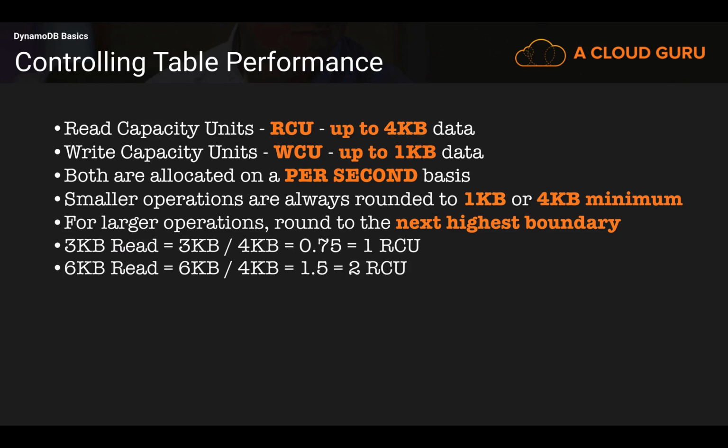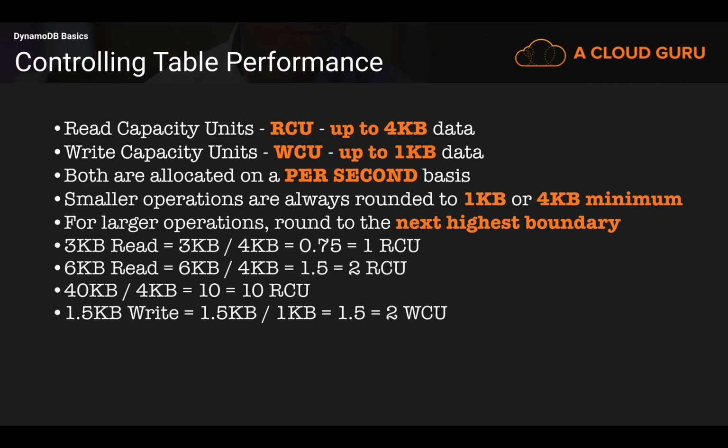Another read example, this time 6 kilobytes. So we divide 6 kilobytes by 4 kilobytes, and we know that needs 1.5 raw units, which we round to the next highest RCU, which is 2. The same logic continues for bigger operations. Let's say we need to read 40 kilobytes of information. So we divide 40 kilobytes by 4 kilobytes, and that gives us 10 units. And 10 units rounded to the next whole number is still 10 units. So we need 10 read units to read 40 kilobytes of data.